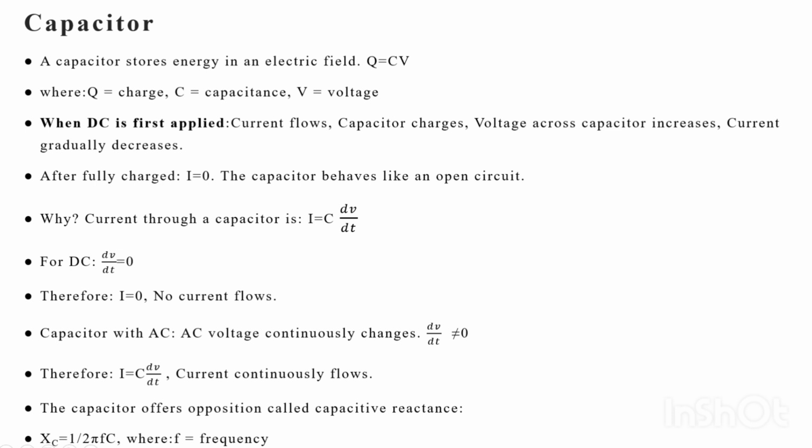But when we are dealing with the AC source, there is a change in the voltage with respect to time, right? In that case, dV divided by dt will not be equal to 0. Therefore, I will have a value of I over there. So the current will continuously flow, and the capacitor will offer an opposition, which we call the capacitive reactance, defined as Xc equal to 1 divided by 2 pi f C, where the frequency plays a major role in providing the reactance to the circuit, which is nothing but an opposition force, which we'll discuss later within this video.